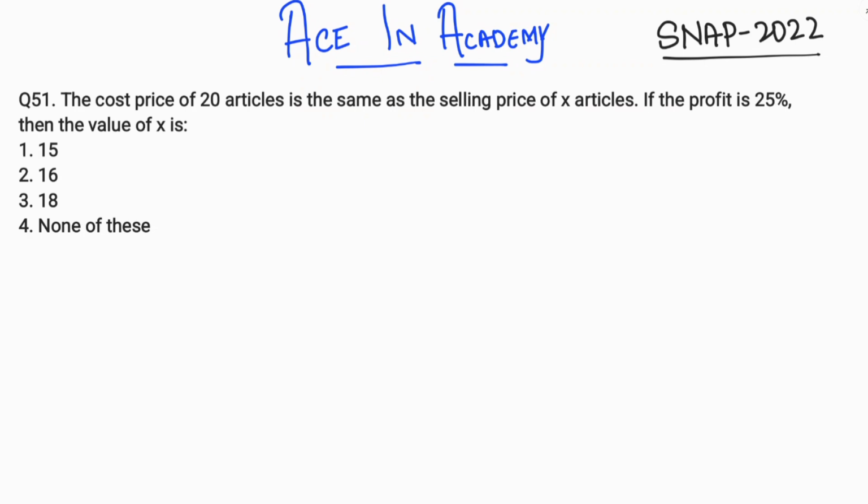The cost price of 20 articles is the same as the selling price of X articles. If the profit is 25%, then the value of X is. Now we are provided 4 options for this question. Option 1 15, option 2 16, option 3 18 and option 4 none of these.